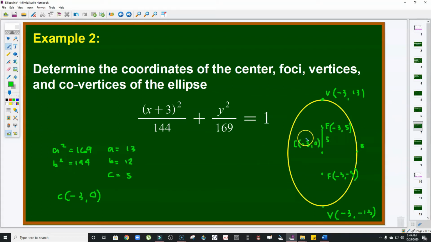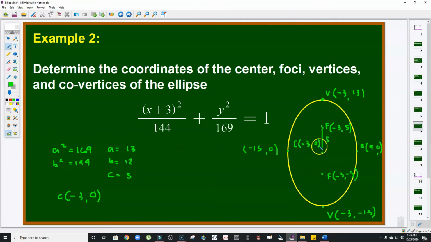See that? Okay, now for the co-vertex, so mag-a-add ngayon ako ng 12. But this time, kay X, kay negative 3. So this time, ang hindi mababago yung Y ko. Alright, so negative 3 plus 12, that is 9. Now, next, this time, mag-subtract naman ako ng 12. So, negative 3 minus 12, that's negative 15.